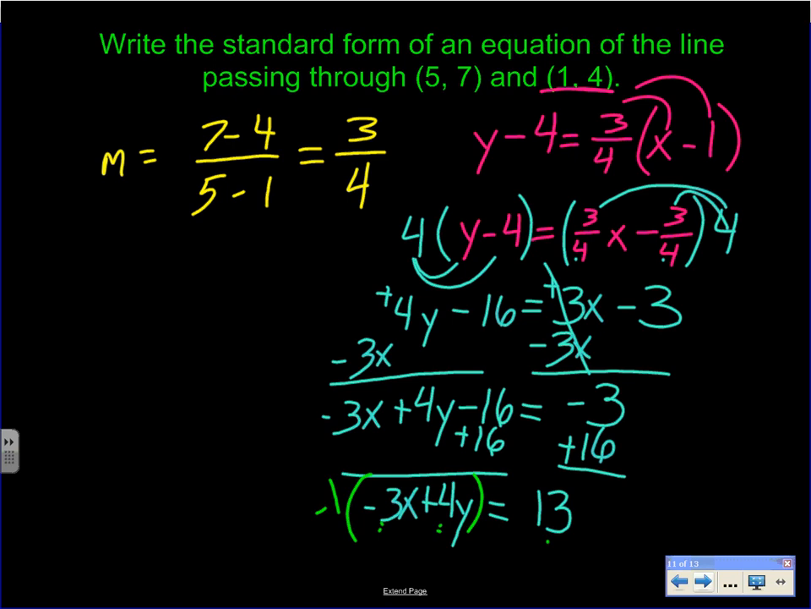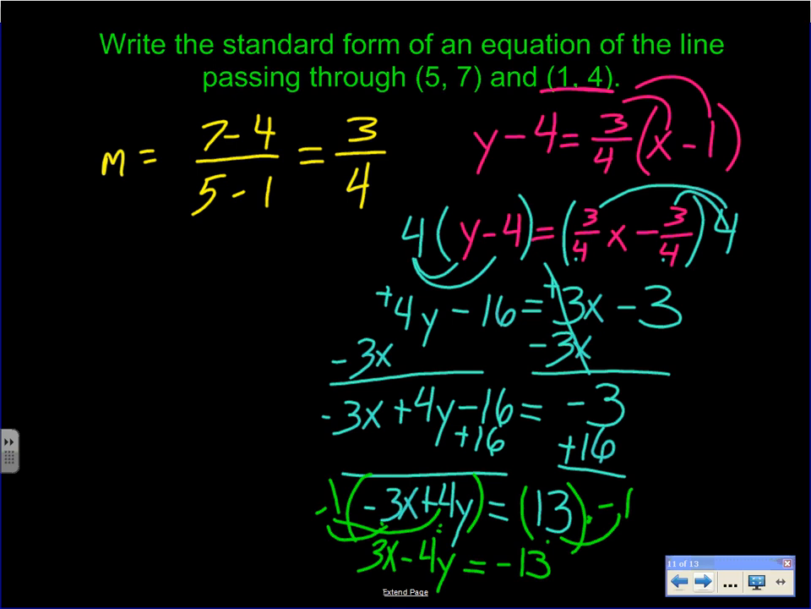So how do we get rid of negative 3? We don't want to get rid of the 3. We just want to get rid of the negative sign. So we multiply both sides by negative 1. Negative 1 times negative 3 is a positive, so positive 3x. Negative 1 times positive 4y will give you a negative 4y. Negative 1 times 13 is a negative 13. And so now the A is positive. We're finished. You have it in standard form.